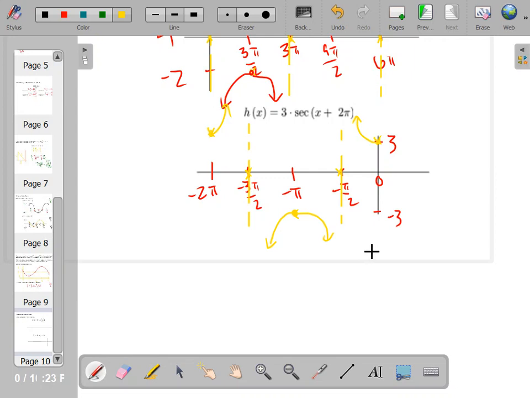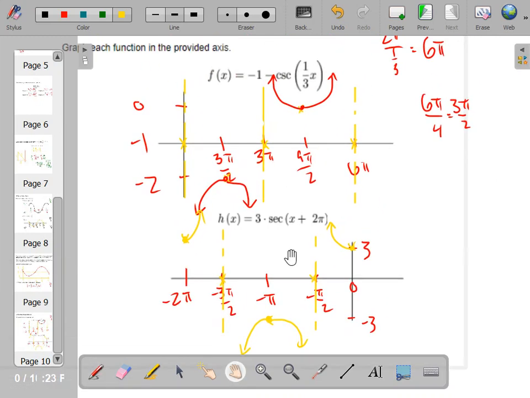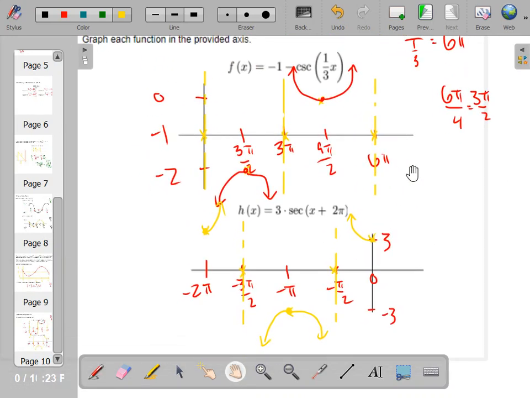Okay. So we have graphed sine cosine, we have used the unit circle to help us analyze things. This is pretty much everything you need to know for your test.